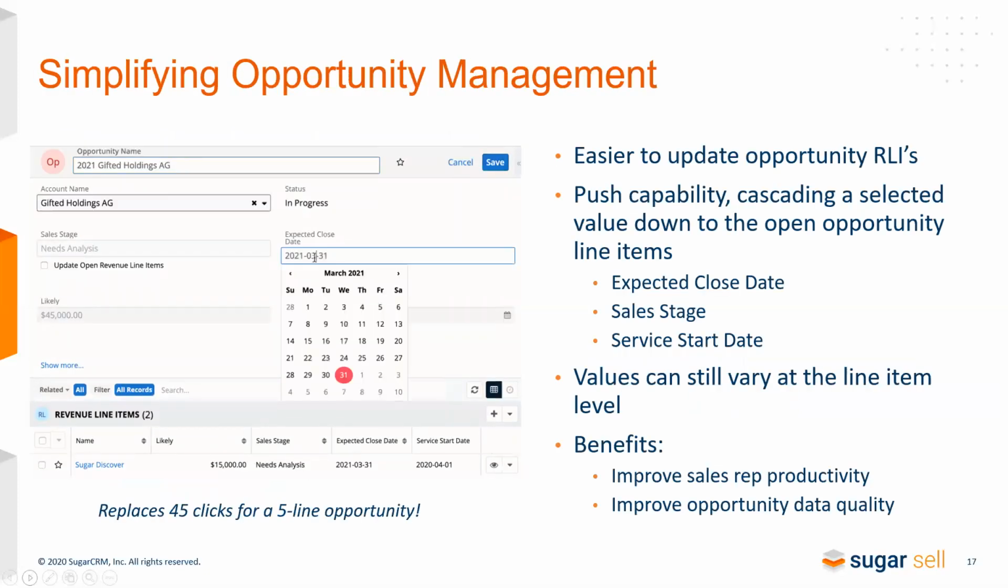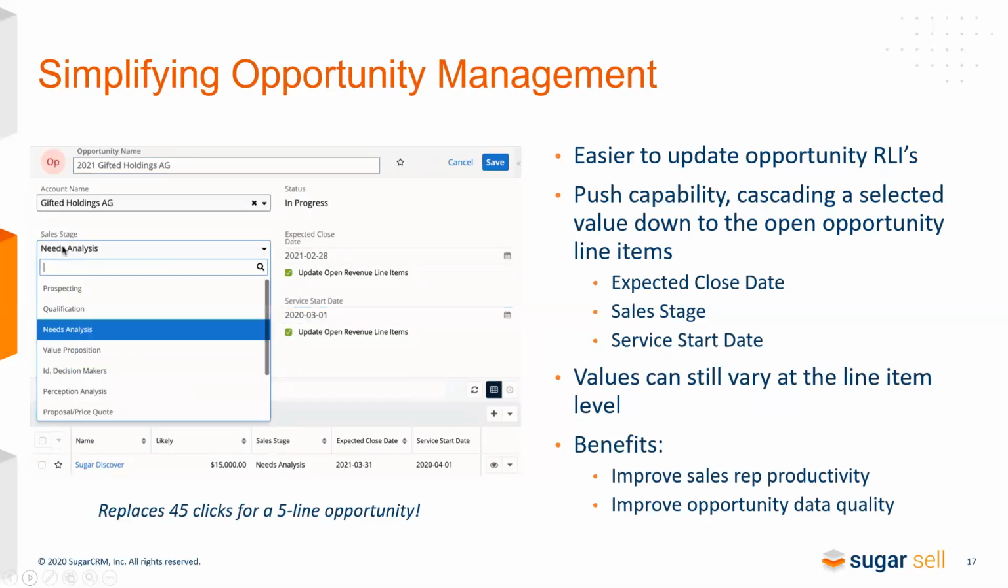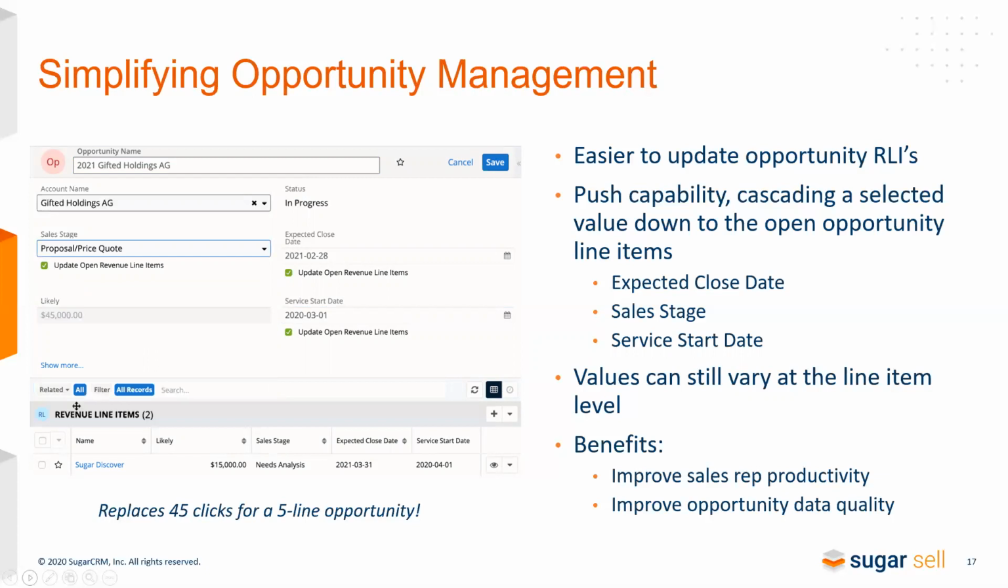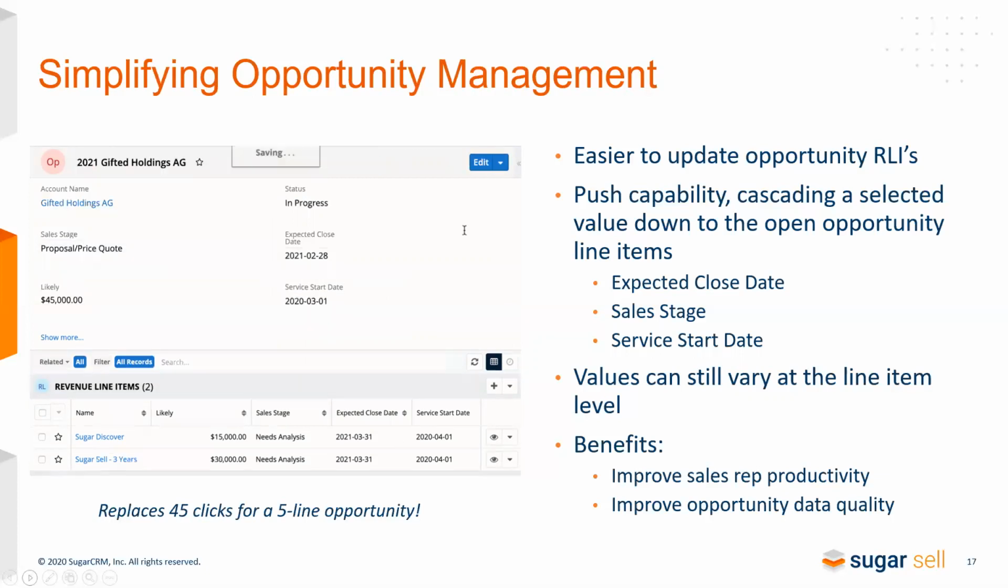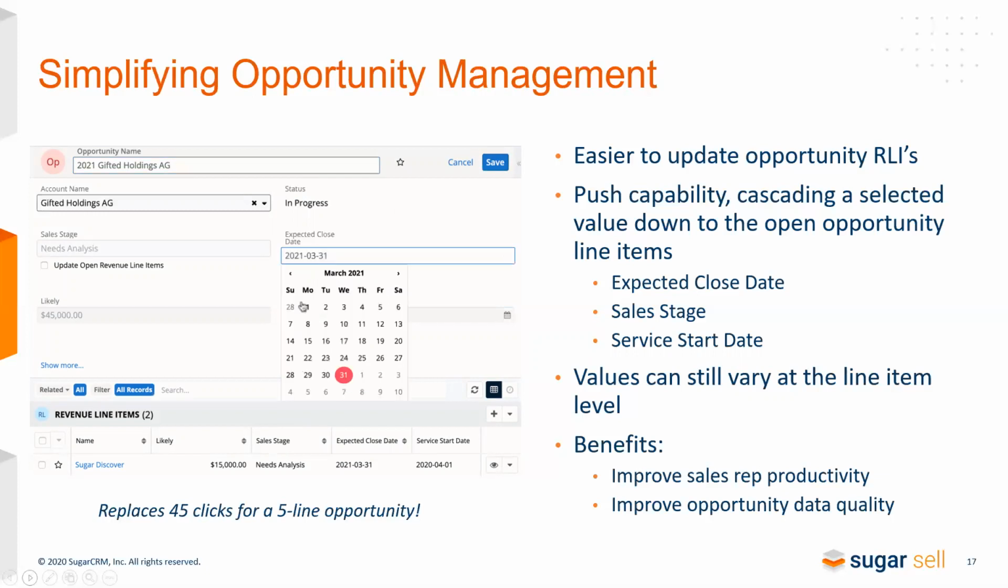Okay, this one is around simplifying how you manage opportunities. So if you've used the product before, if you've used Sugar Sell before, you know that opportunities are made up of individual revenue line items, right? So you have a sales opportunity with a customer. It's made up of a bunch of individual line items that represent the opportunity at hand, the products that you could sell.